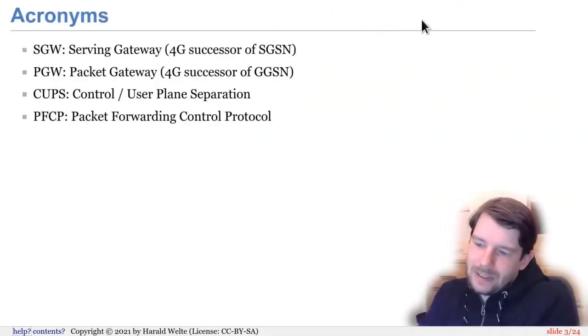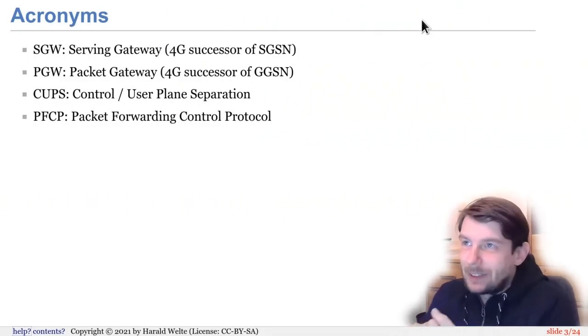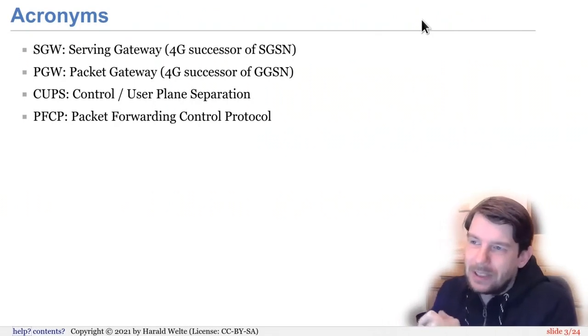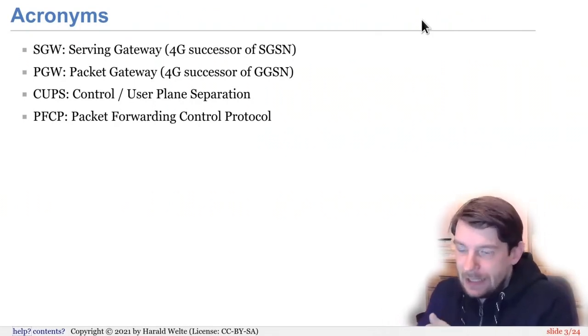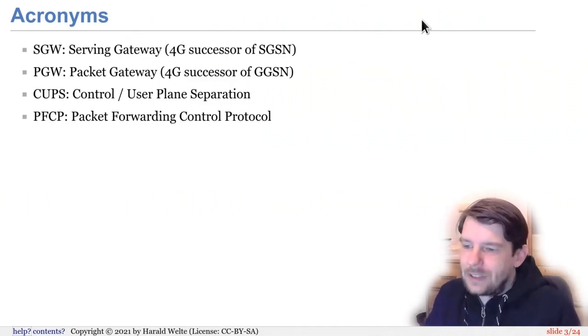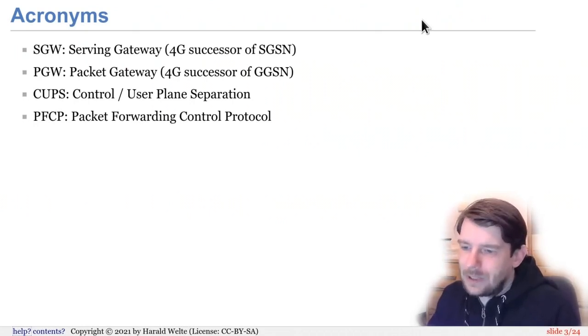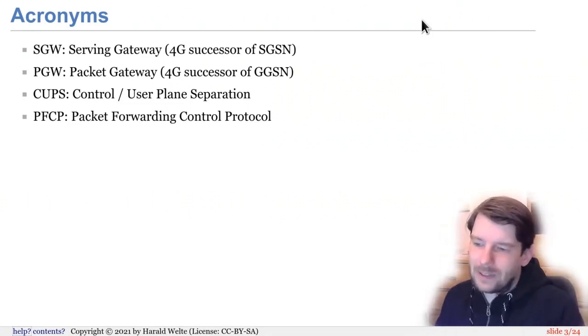So the acronyms that we will see mostly here, of course there will be more, this is just the introductory acronyms. We have the serving gateway, which is the successor of the SGSN in the 4G network. So 2G, 3G had an SGSN. In 4G, it's the SGW. Also the PGW, which is the successor of the GGSN in the 4G network. And CUPS is the control user plane separation, the underlying principle of splitting those elements in a certain way. And PFCP, the packet forwarding control protocol, is a protocol used to communicate between CUPS-enabled network elements.